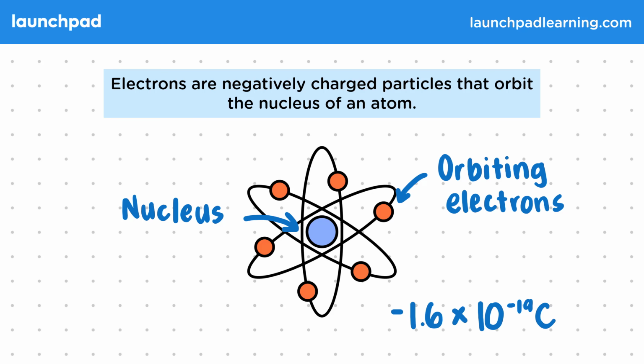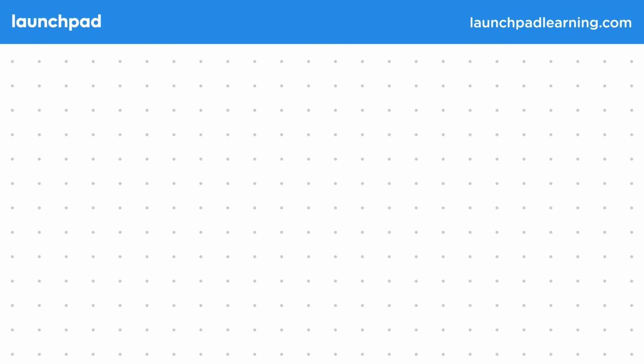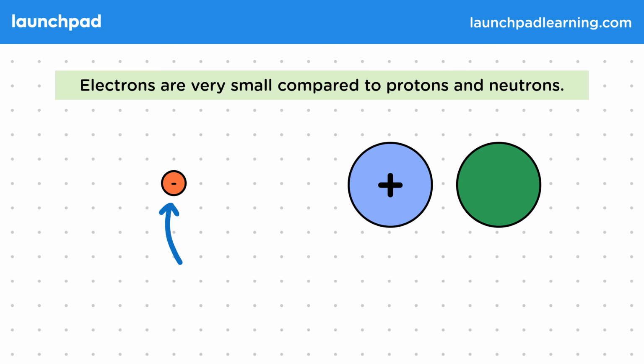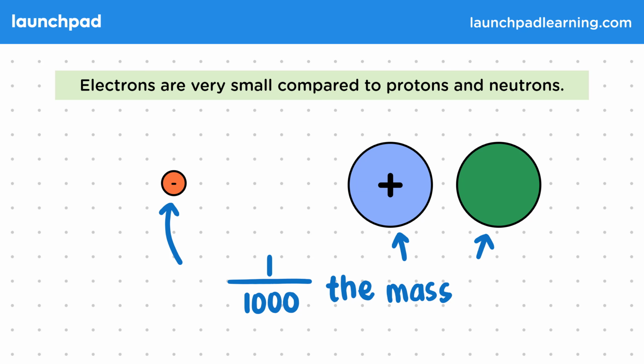So how big are electrons compared to the particles in the nucleus? Well, electrons are very small compared to protons and neutrons. An electron is actually 1,000th the mass of protons or neutrons, and this is why most of the mass of the atom is carried in the nucleus. In an exam, the masses and charges of electrons, protons and neutrons will be given if they're required.